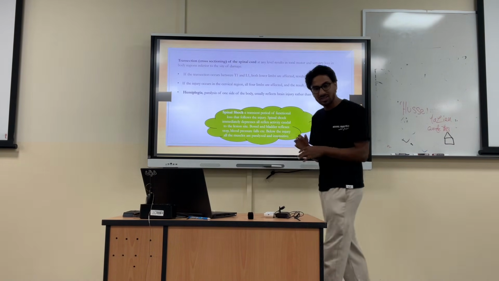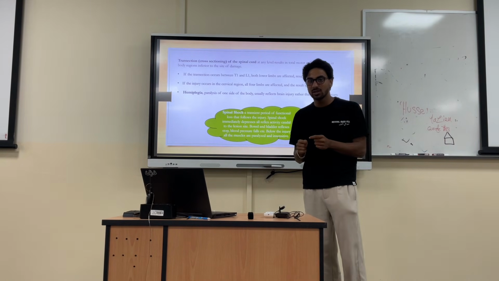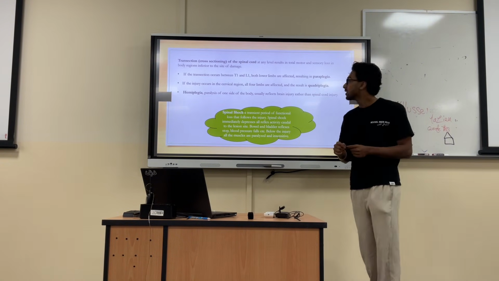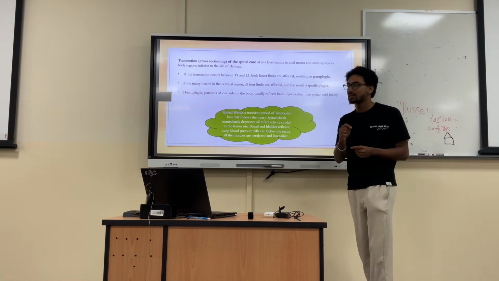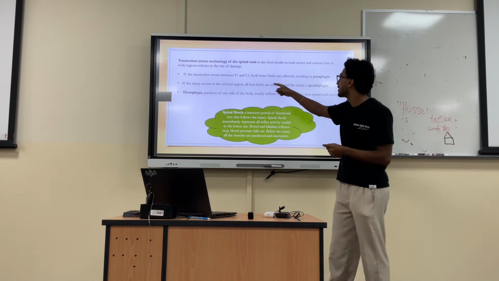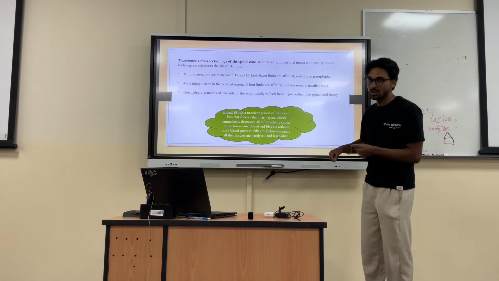Now, we come to the transection bit of it, and this is where I can guarantee you guys a question for sure. A transection of the spinal cord at any level results in total motor and sensory loss in body regions inferior to the site of the damage. If the transection occurs between T1 and L1, both lower limbs are affected, resulting in paraplegia.